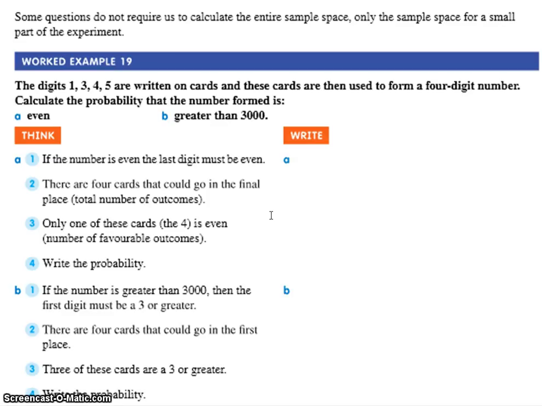So, the digits 1, 3, 4 and 5 are written on cards, and these cards are then used to form a 4-digit number. Calculate the probability that the number formed is even and then greater than 3,000. So we'll start with the even one.